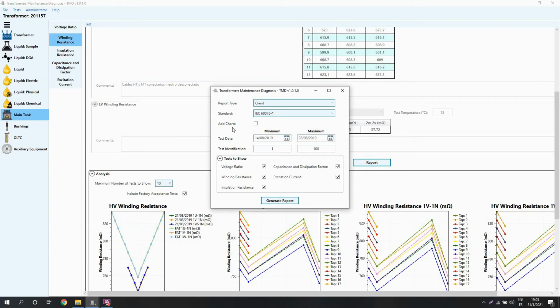Finally, we can generate a report with all the tests carried out. We select if we want to add the plots and the period in which the tests were performed.